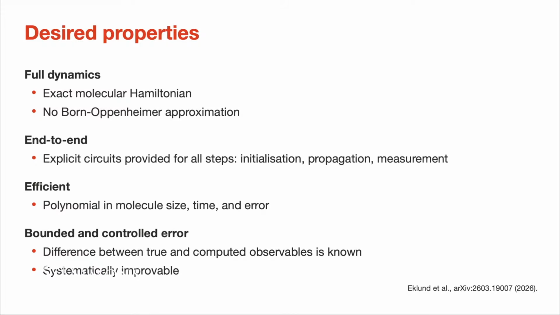So we can bound the error between the true and the computed observables, such as yields. And these are all systematically improvable. So if we want to drive the error down, we just increase the fineness of the grid or whatever.